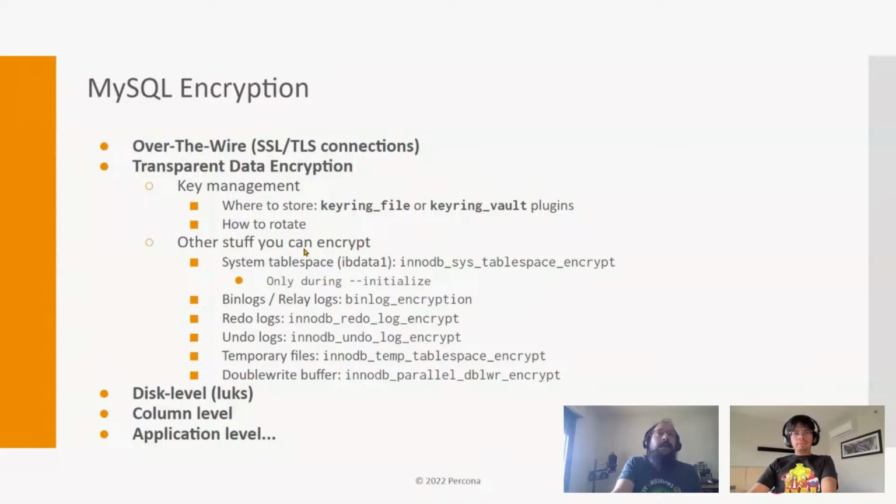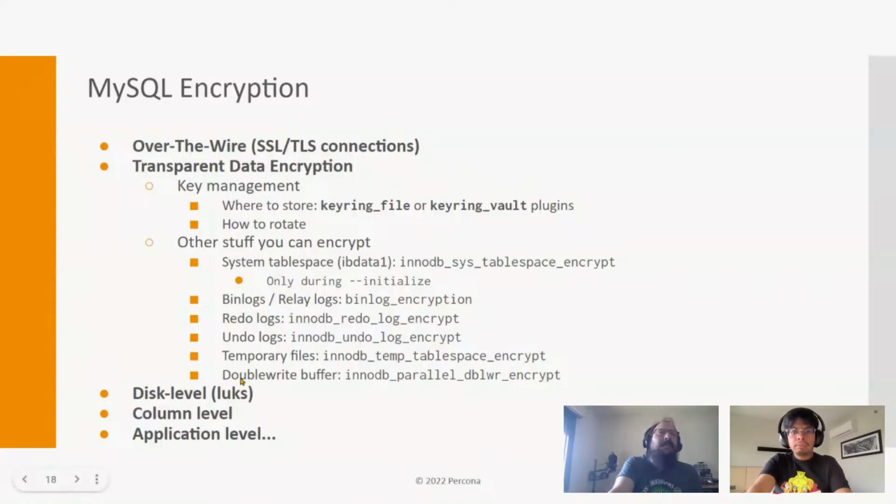Other stuff you should encrypt, because people could also steal those files and still have useful data, is the IB data one, which is your system table space. Your binary logs, those are important to be encrypted. You should encrypt your redo logs, your write-ahead logs. Those also contain your data. Your undo logs, those also contain your data. Your temporary files also contain your data. And finally, the double write buffer.